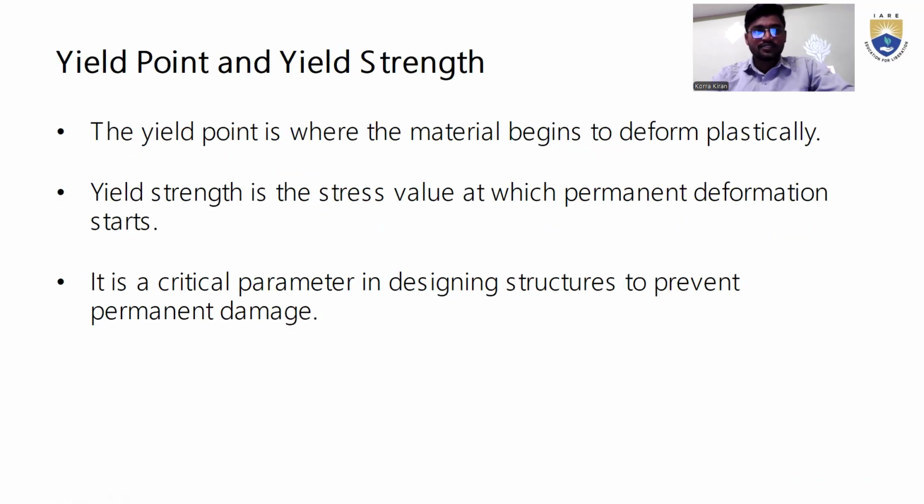Yield point or yield strength. The first point we can observe is that the yield point is where the material begins to deform plastically, and yield strength is the strength value at which permanent deformation starts. Yield point means the material deforms plastically, that is, there is permanent deformation, and yield strength is the value at which permanent deformation starts. It is a critical parameter in designing structures to prevent permanent damage.